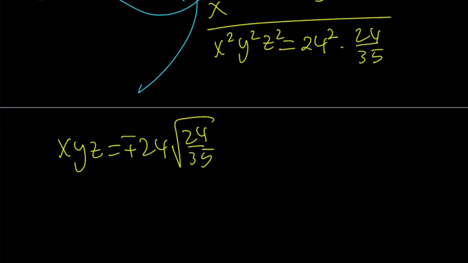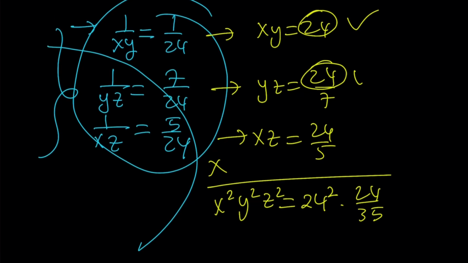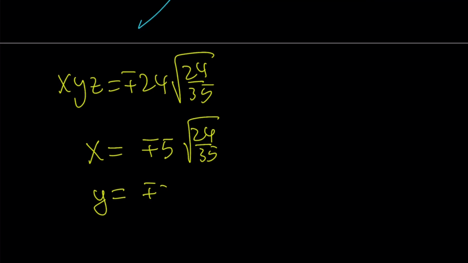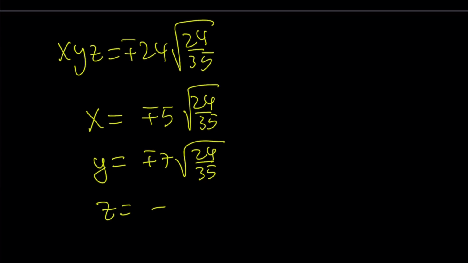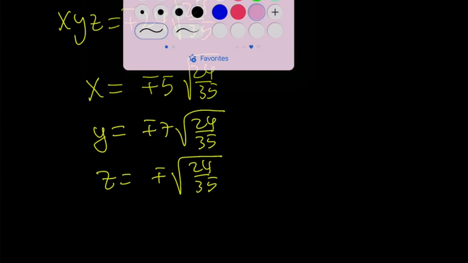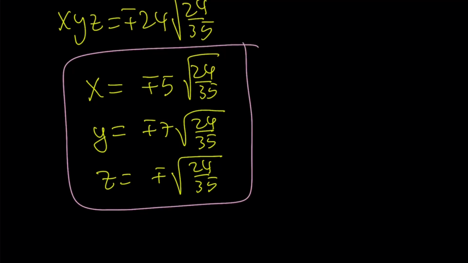Now this is xyz, but we also know xy, yz, and xz. By substituting each one of these into these, we get the same answers. Let me write those down, and this way you see all the solutions together. x equals plus minus the square root of 24 over 35. y equals plus minus 7 times the square root of 24 over 35. And z is plus minus the square root of 24 over 35. And remember, we had the ratio x was 5 times z and y was 7 times z, so this also verifies that finding. And this brings us to the end of this video.